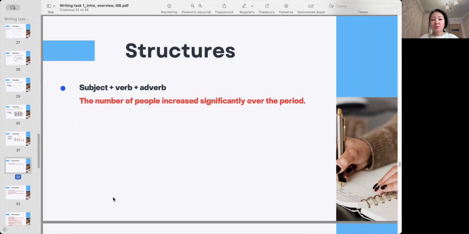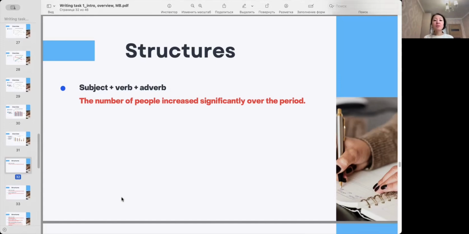And now let's get to some grammatical structures that you can use. And actually, there are 3 types of structures that I usually give my students, and they look like this. Firstly, you give the subject, then you give the verb, then you give the adverb. It's like what, then what happened with this, and then how it happened. For example, what? The number of people. What happened to this number of people? It increased. How? Significantly over the period.